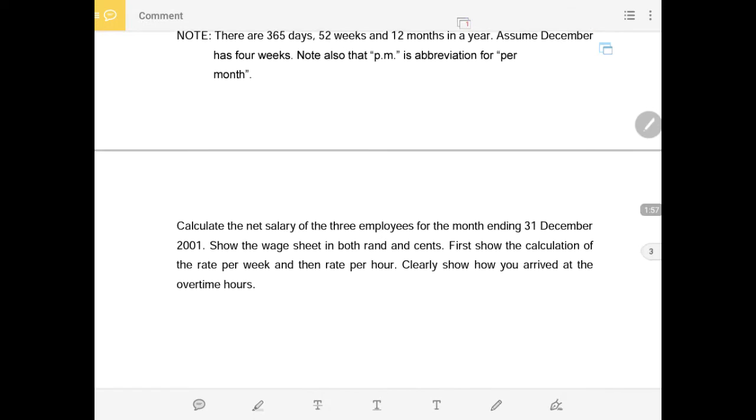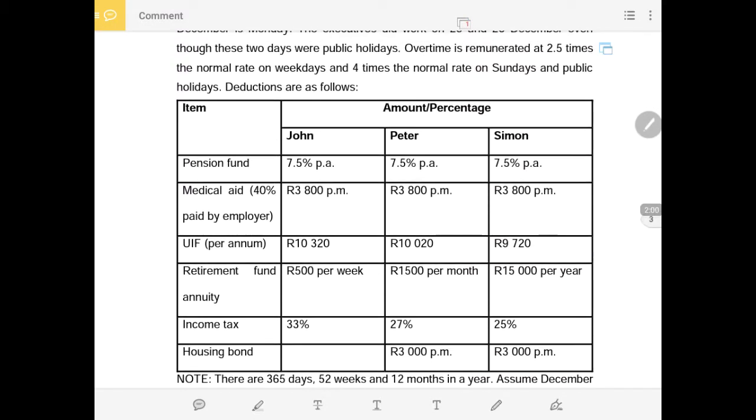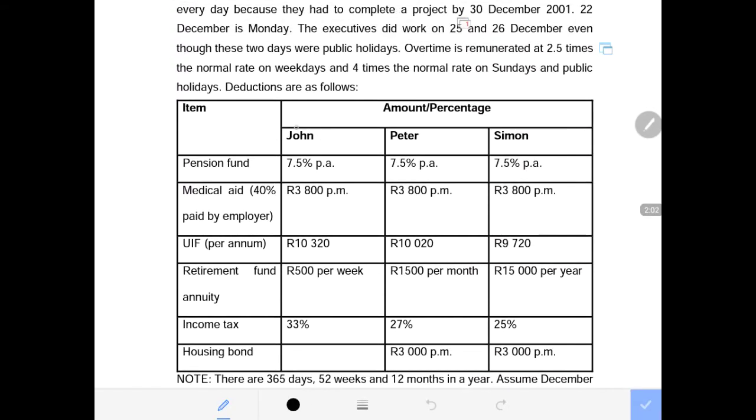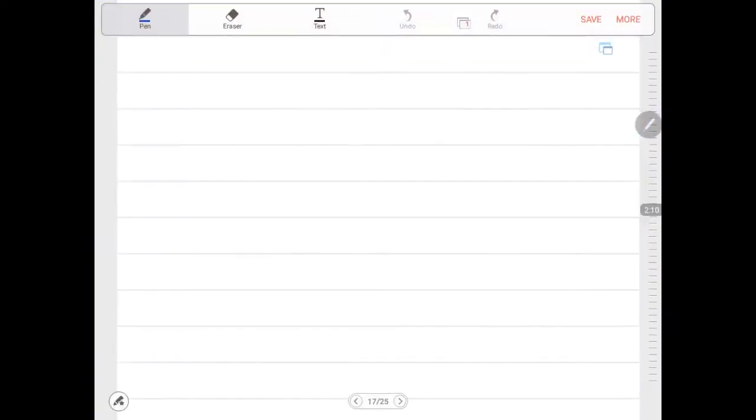Now we know that there are 3 employees for whom we are required to prepare the wage statement, or the salary statement, which is John, Peter, and Simon. So before I read and analyze the information, I just want to write their names: John, Peter, and the last one is Simon. These are the employees I will be dealing with in this scenario. And I know that we start with the normal salary.